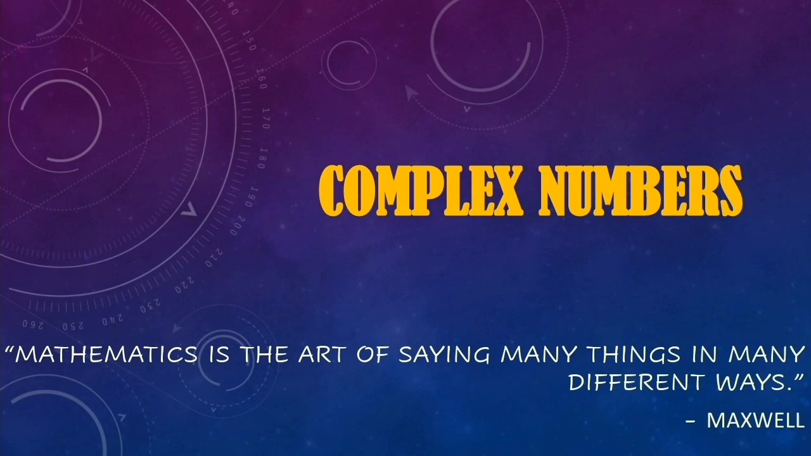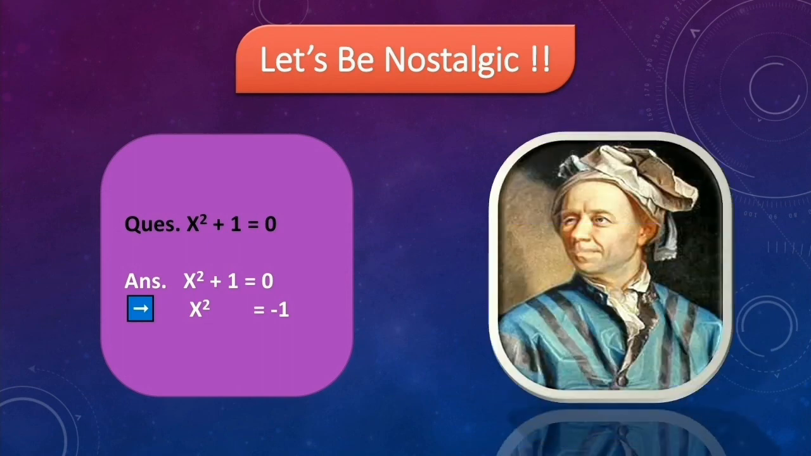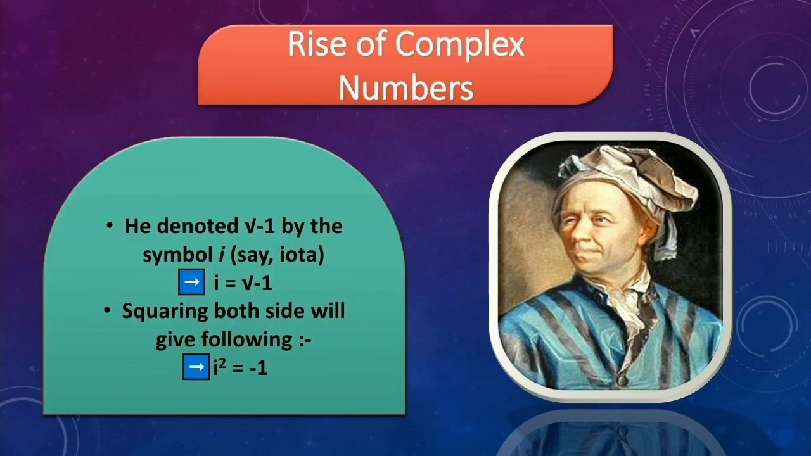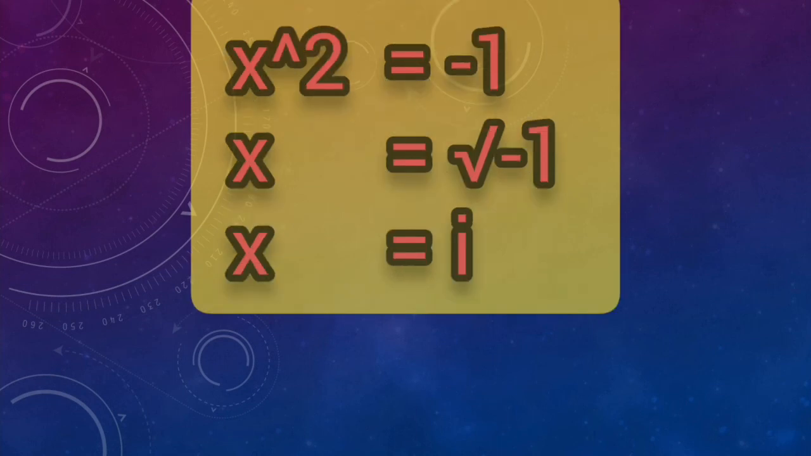It is complex numbers. Now we came to know that x square is equal to minus 1 has no solution. But a mathematician called Euler didn't agree with this. So he devised a new term, iota, where iota was equal to under root minus 1. In other words, he solved our problem, which was x square is equal to minus 1. So, what do you think the value of x should be? Yes, it will be iota.